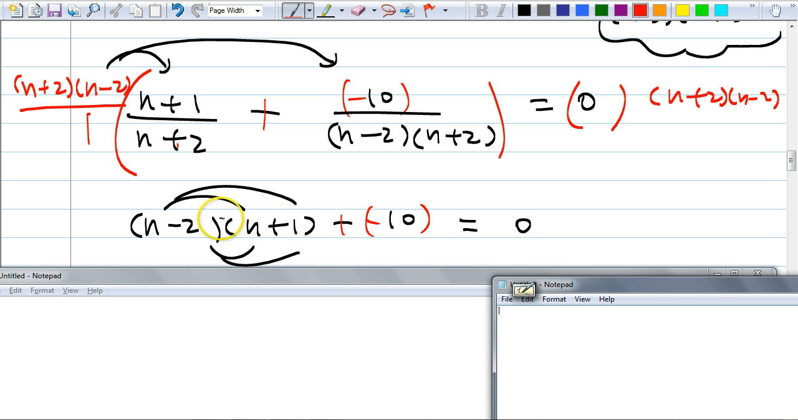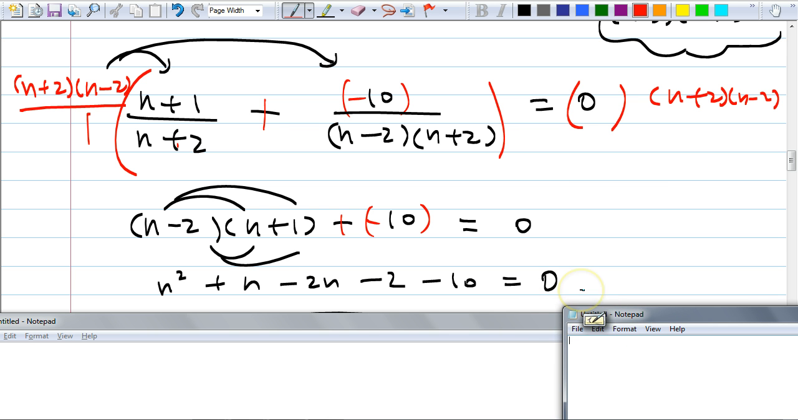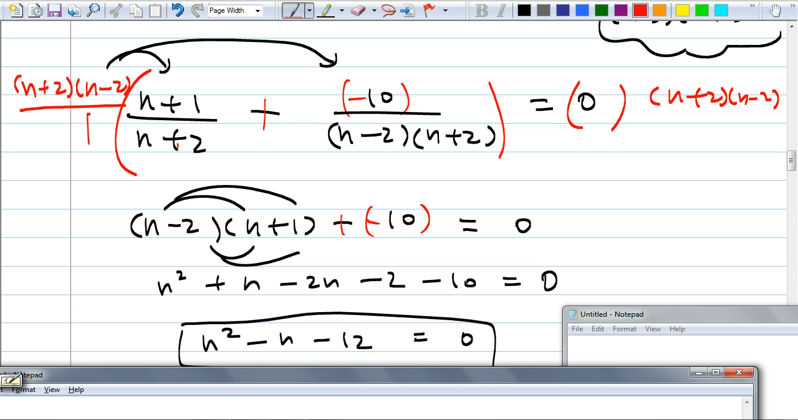So what do we do with these two binomial times binomial? What do we do with these two? We multiply them out, right? So you got to multiply n times n, and so on. So you get n squared minus n minus 2n minus 2 minus 10 still equals to 0. Right? And when you simplify, how many people got a trinomial? N squared minus n minus 12. Raise your hand. If you didn't, go ahead and fix it, because this is what you should have gotten.